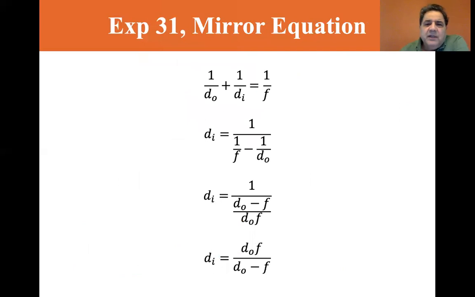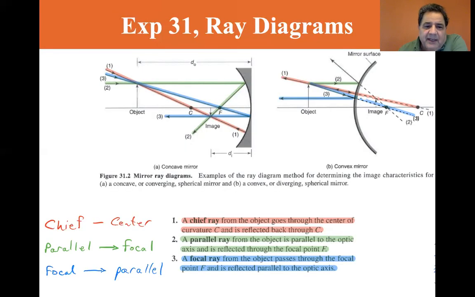Now, the next one is parallel to the focal point. So from the top of the object, this is the green. Notice that it's parallel to the principal axis. The green goes parallel to the principal axis, reflects off the mirror, and goes through the focal point. So it's parallel to the focal point. You can see it here. Oh, I forgot to highlight the green here.